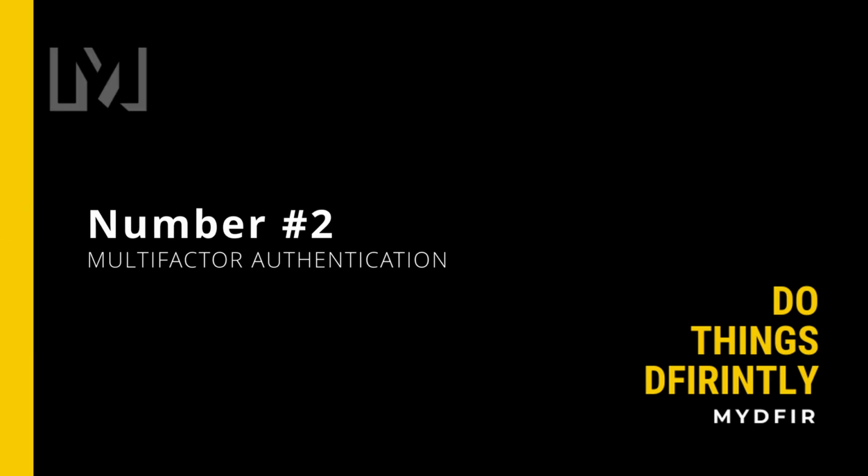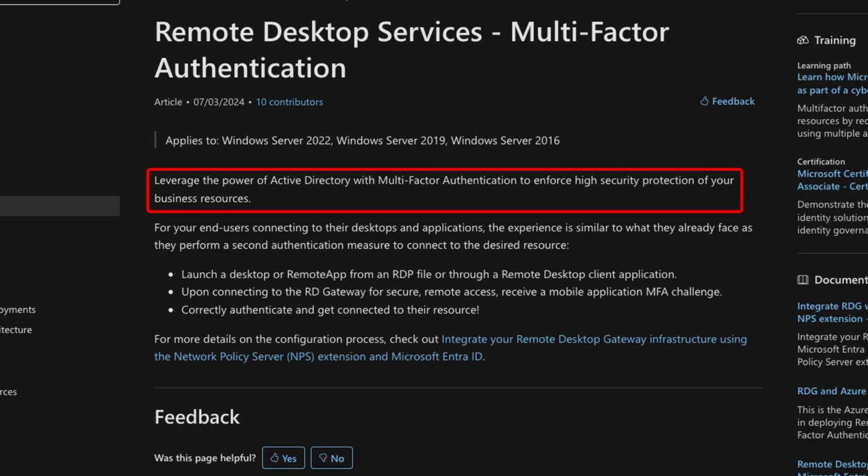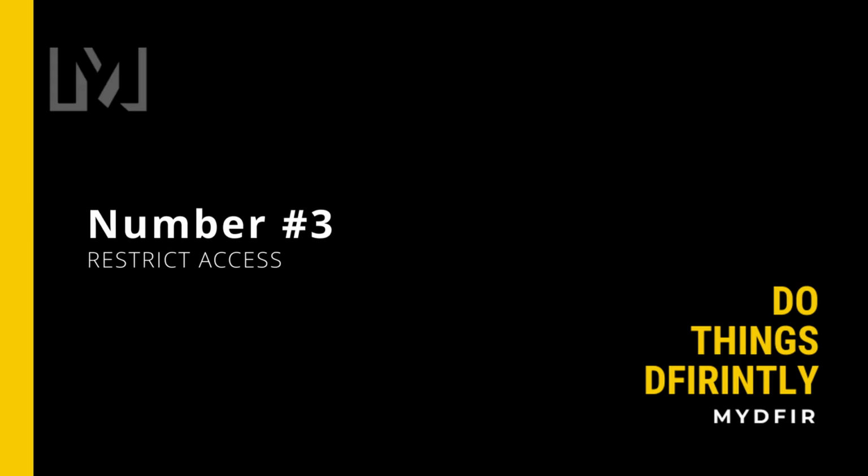Number 2, use multi-factor authentication. If applicable, always use MFA everywhere to provide you an additional layer of security. Your account is going to get compromised eventually, and when it does, you'll be happy that you enabled MFA as an added layer. But don't get me wrong, having MFA is not the end-all be-all, but it is a good start. Number 3, restrict access.